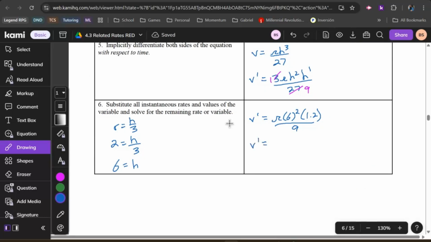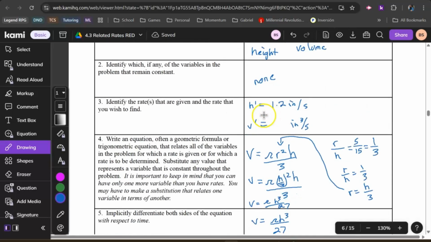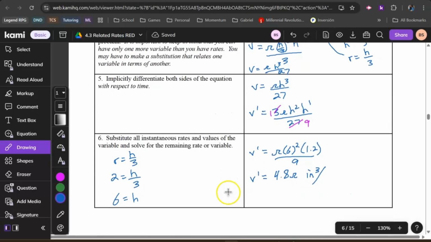So v prime, therefore, if we simplify this, 6 squared is 36. And then I can multiply that by 1.2. That's a pain. I'm going to divide it by 9 first. So 36 divided by 9 is 4. And 4 times 1.2 is easy. That's 4.8. So we get 4.8 pi. And that one is in inches cubed per second, I believe. But let's go make sure. Yes, inches per second. So inches cubed per second for the volume.